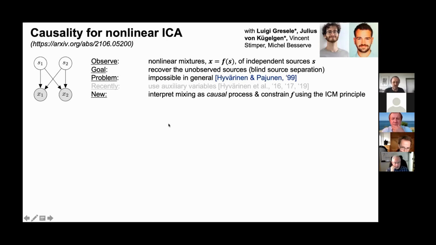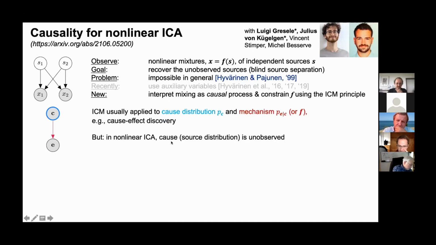Now we are going to try to make this problem easier by not just assuming this independence between the sources, but assuming an independence of the mixing process, so an independence on the level of mechanisms as opposed to just a statistical independence of sources. That's a bit like in the ICM principle. Unfortunately, we can't apply it directly because normally in the ICM principle, we have a cause distribution and a mechanism, the conditional of effect given cause. We assume these two are independent from each other. Now, in this case, we don't see the cause distribution. We want to reconstruct the cause distribution.